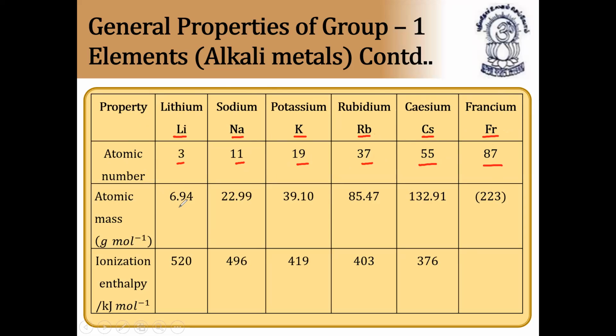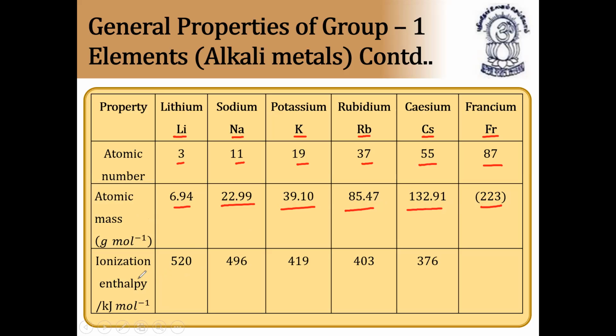And the atomic masses: 6.94, which is almost 7, sodium 22.99, which is 23, potassium 39, rubidium 85.47. And francium is 223. And ionization enthalpy is the energy required to remove the valence electron.